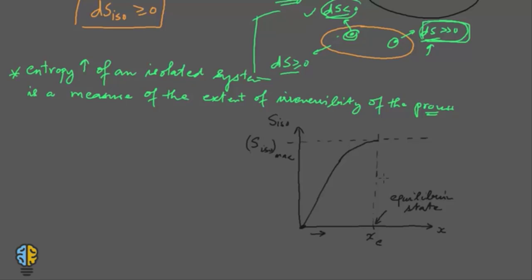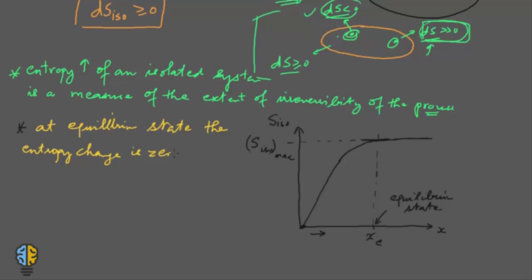So we can say that when the system is at equilibrium, any change in the entropy would be 0, because you have the maximum entropy over here and it's a straight line after that. So at the equilibrium state, the entropy change in an isolated system is 0, because this is a constant entropy.